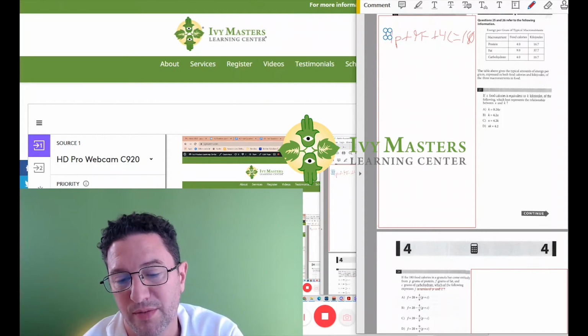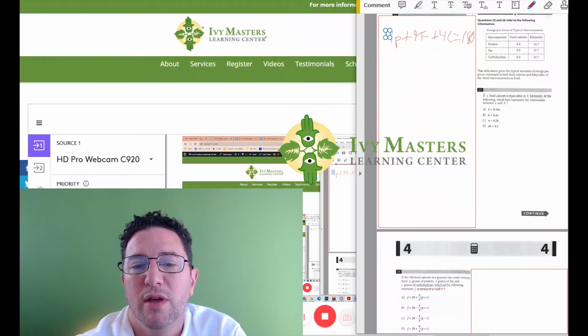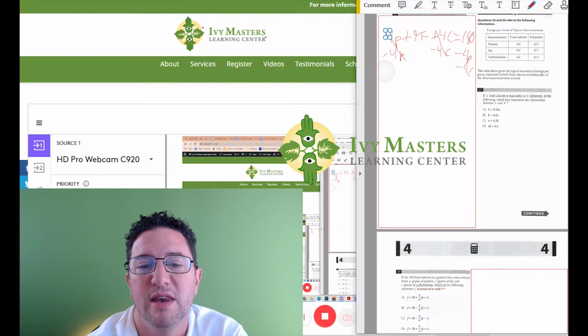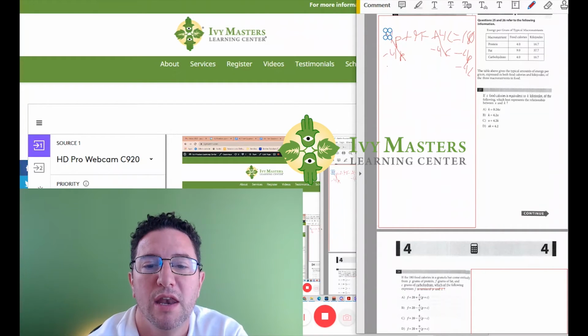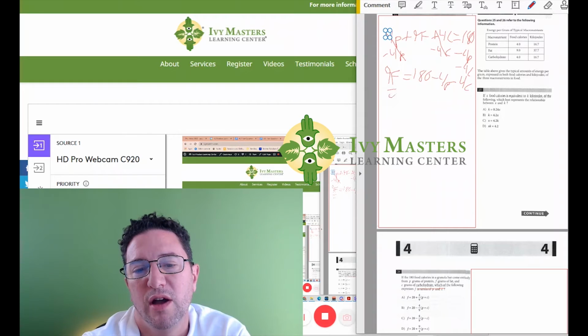And now what do you do? Well, we've got to get the F alone. So in order to do that, I want to subtract 4P and 4C from both sides: minus 4P here and minus 4C there. Then this cancels, and this cancels. What I'm going to be left with is 9F equals 180 minus 4P minus 4C. And now to finish it, I've got to divide both sides by 9.